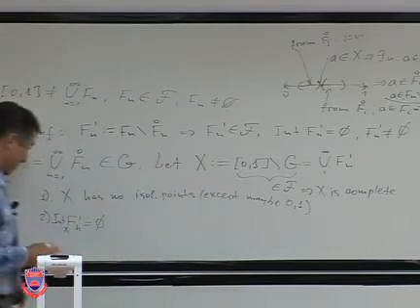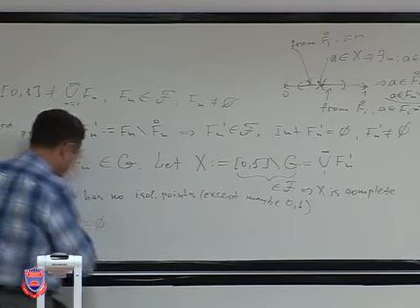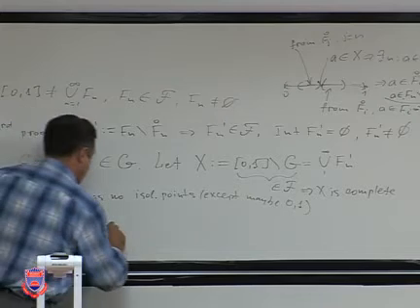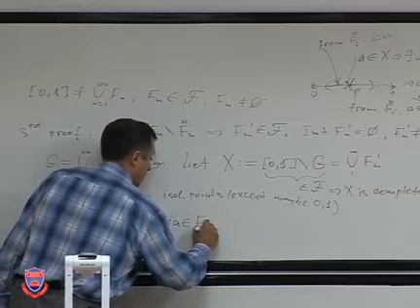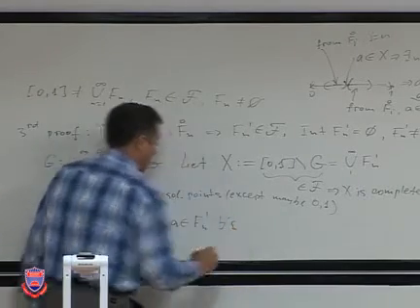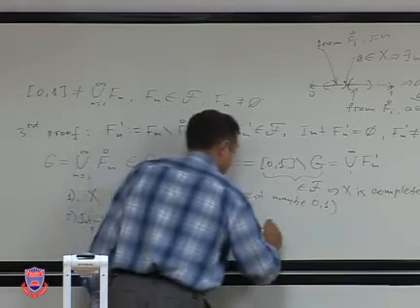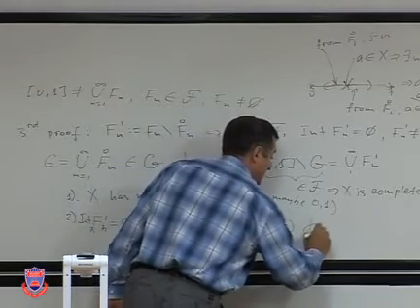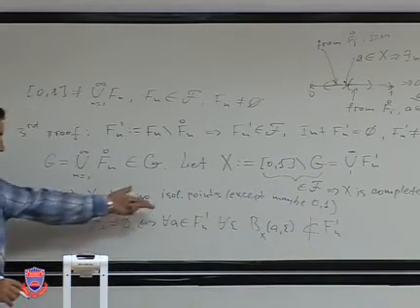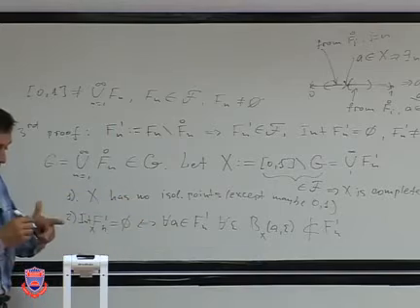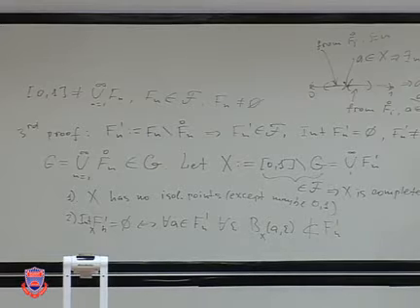Now, by contradiction, what does it mean that the interior is empty? It means the following: for any point A from Fn prime and for any epsilon, the ball with respect to X, B(A, epsilon), is not inside of Fn prime, yeah? So we want to prove this one, that the interior is empty. Now we will do this here.